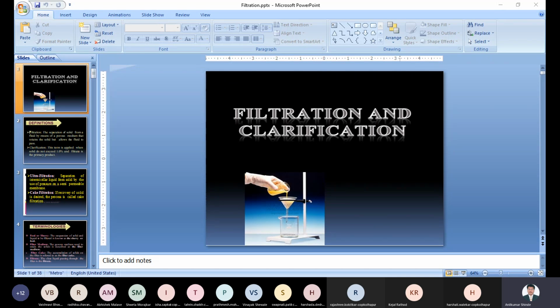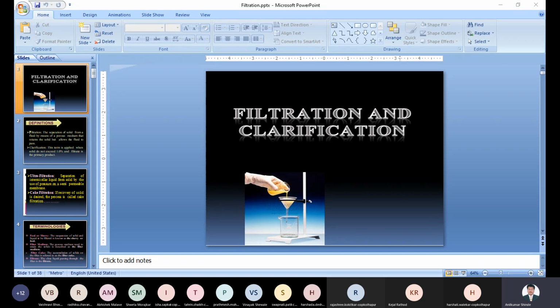Right, it forms the cake. So various layers of solid particles remain on the filter paper, and they form the cake, and that's why it is called cake filtration. Why is it called cake filtration? Because its solid content is more, and after removing the solid from the liquid formulation, a thick layer is formed on the filter paper, and that is called cake filtration.